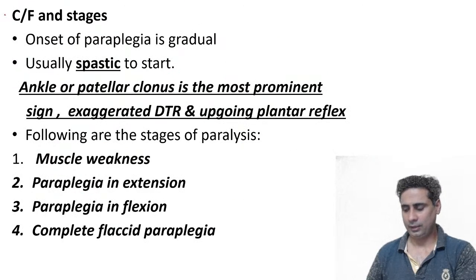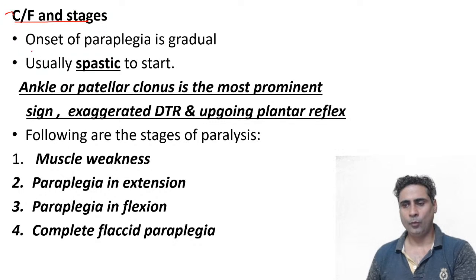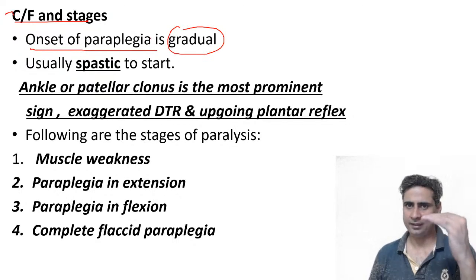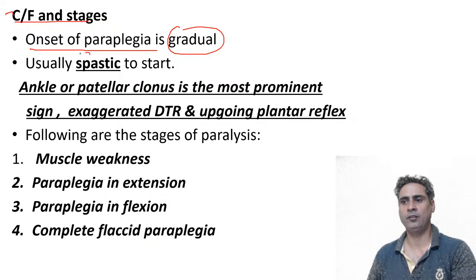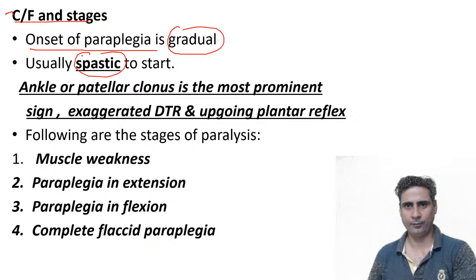Now, clinical features and stages. Most of the time, Pott's paraplegia has gradual onset, and as it is an upper motor neuron type of lesion, it will be spastic type of paraplegia. The earliest sign of this paraplegia will be ankle or patellar clonus.